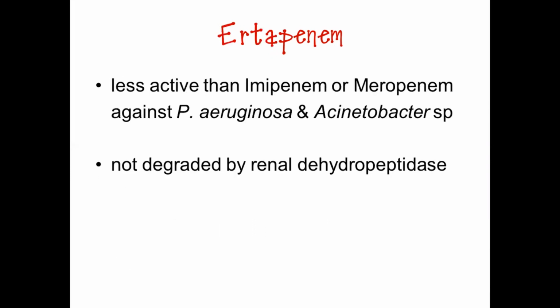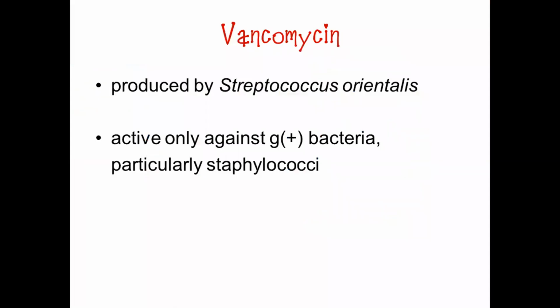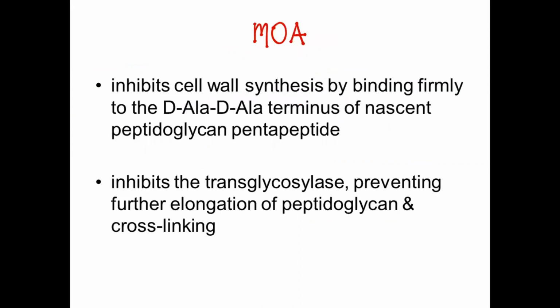Yeah, so same lang naman din yan, si ertapenem. So, other cell wall membrane active agents, we have vancomycin. Vancomycin is produced from Streptococcus orientalis. It is active only against gram-positive, no? Gram-positive. So, this is the drug of the mechanism of action: it inhibits cell wall synthesis by binding firmly to the D-Ala terminus of the nascent peptidoglycan peptide.